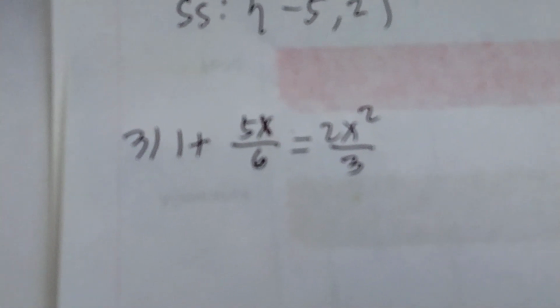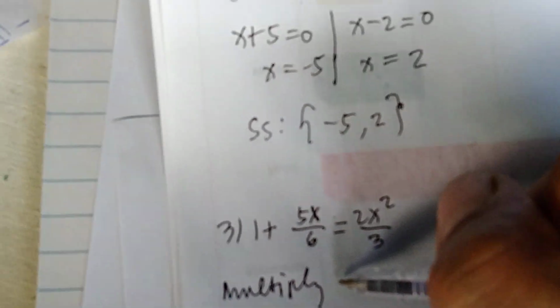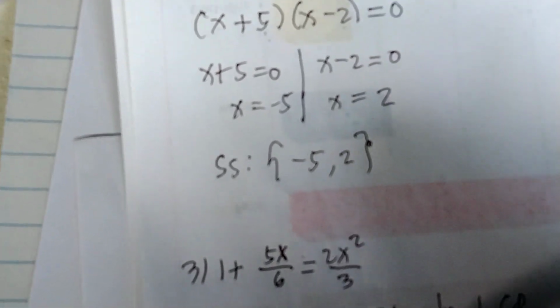Since we have fractions here, what we're going to do para makuan na siya, wala na siya mga denominator, we will multiply both sides by the LCD. So, unsa tong LCD? So, klaro kay nga 6. You have 1 plus 5x over 6 is equal to 2x squared over 3. So, we multiply that one by 6.